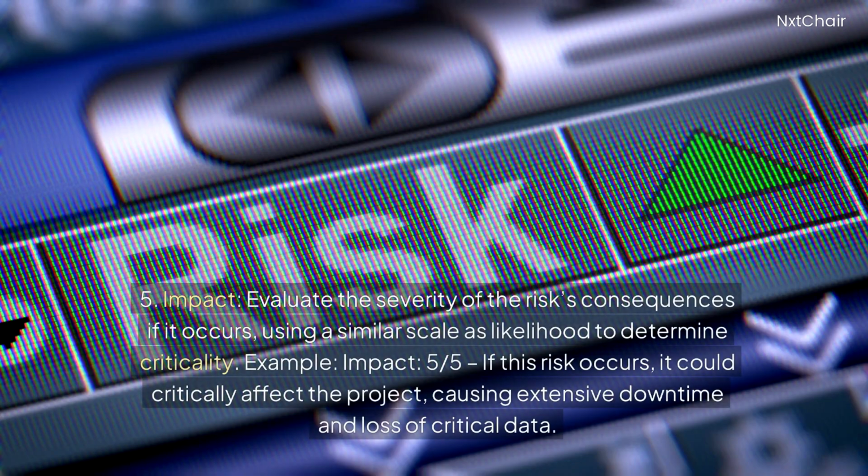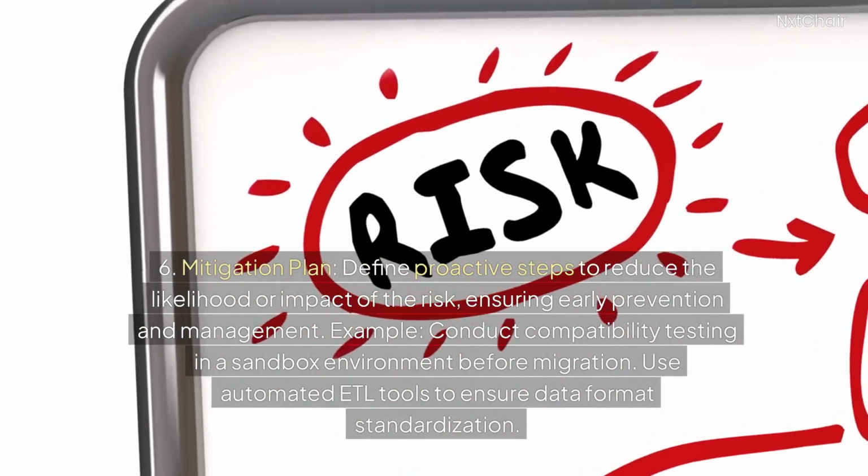5. Impact. Evaluate the severity of the risk's consequences if it occurs, using a similar scale as likelihood to determine criticality. Example: impact, 5/5, if this risk occurs, it could critically affect the project, causing extensive downtime and loss of critical data. 6. Mitigation plan.